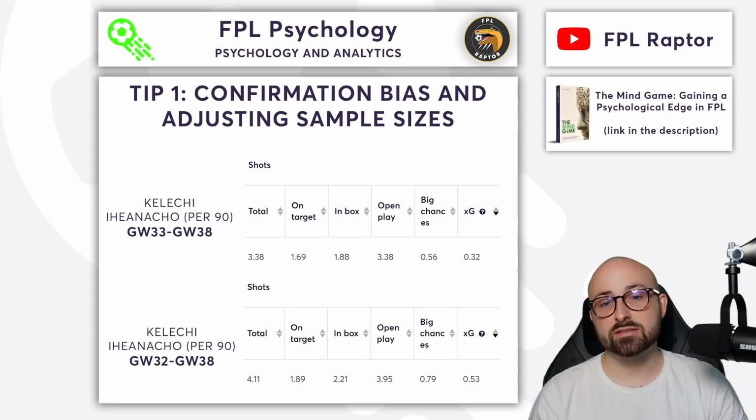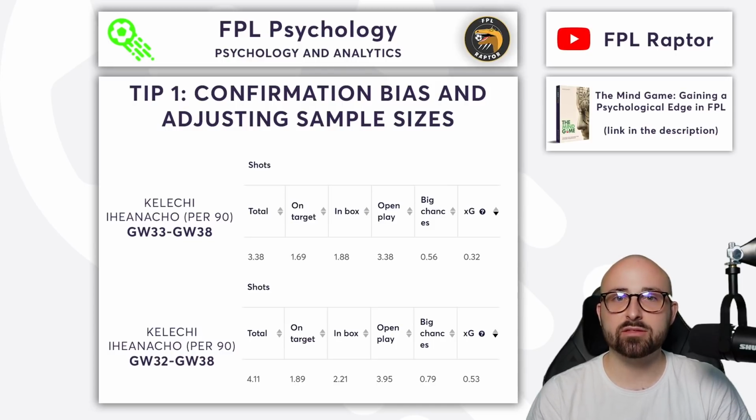Now, those statistics are good. They're very good. That would put him in the top 5, top 10 players in the league at that point for that period of time. So the statistics there are very good. However, if you extend that sample size by 1 game, from game week 33 to game week 32, so now we're looking at game week 32 to game week 38, his total shots go from 3.38 to 4.11.